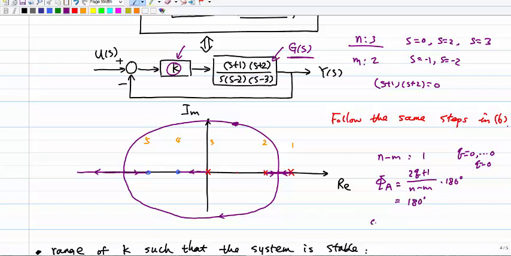Okay. The centroid is the sum of poles minus the sum of zeros, divided by n minus m. So the sum of the poles is 0 plus 3 plus 2, which is 5. Okay, the sum of zeros is negative 3. So minus negative 3 gives 8. So the centroid is 8.